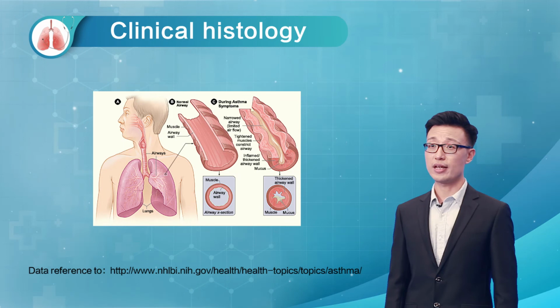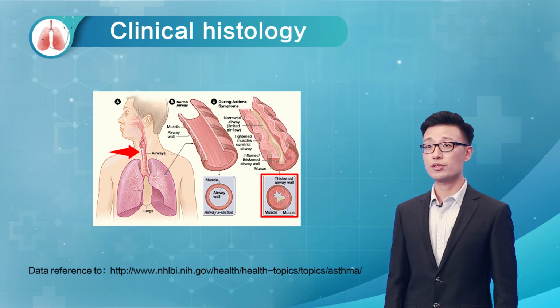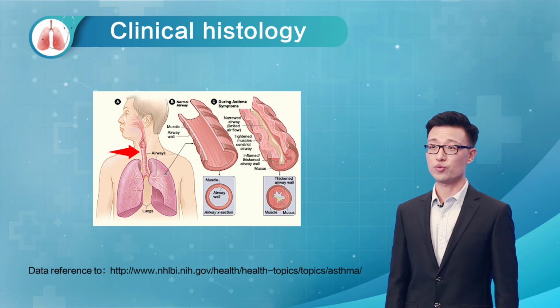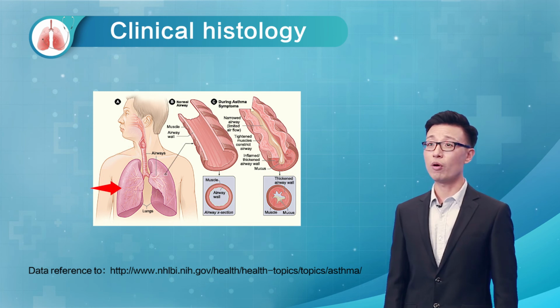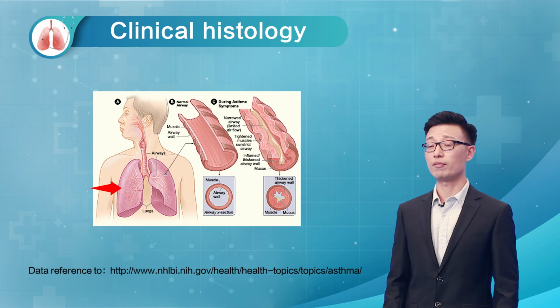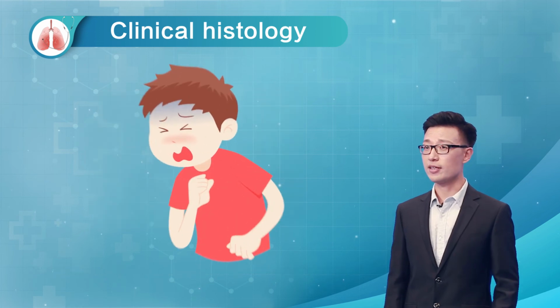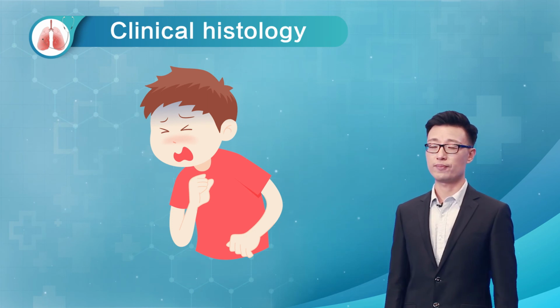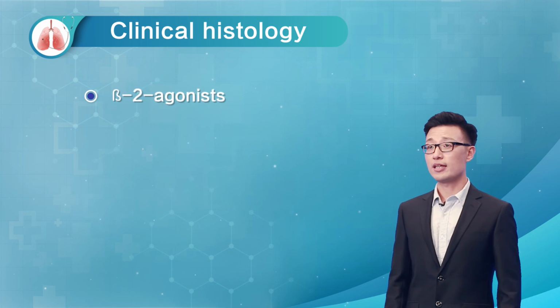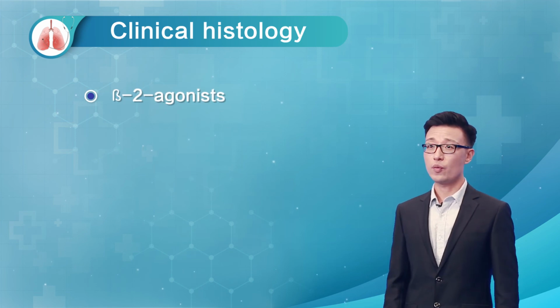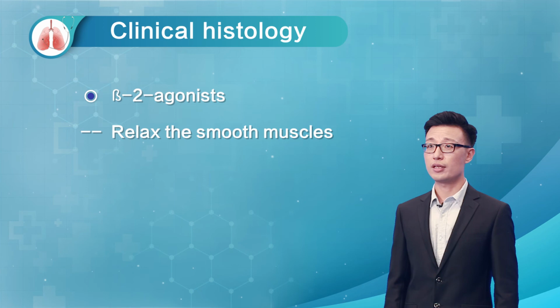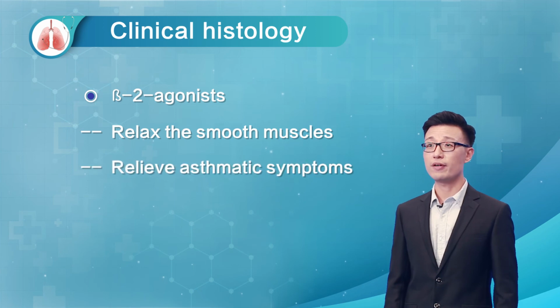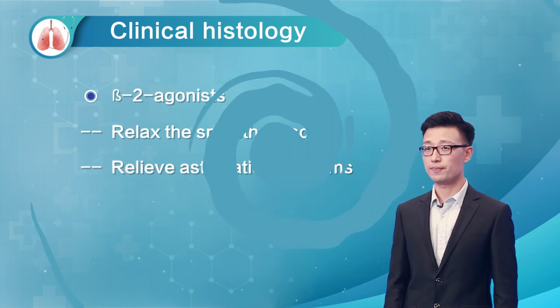In patients with asthma, the smooth muscles that encircle the airway undergo prolonged constriction, limiting the flow of air to and from the lungs. This, therefore, makes the patient feel breathless and tight in their chest. Drugs such as beta agonists will relax the smooth muscles in the airways and relieve asthmatic symptoms.